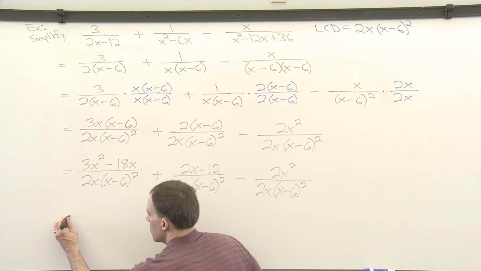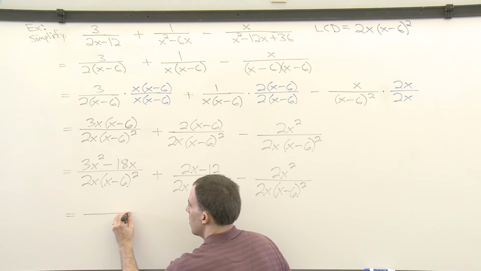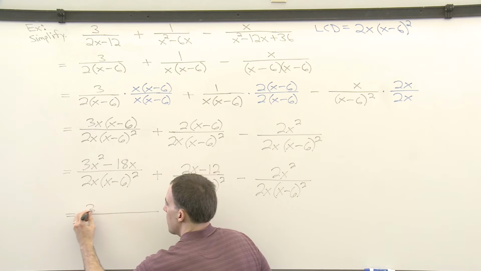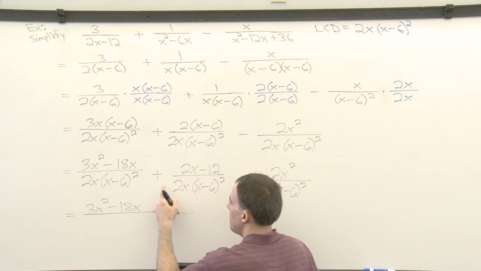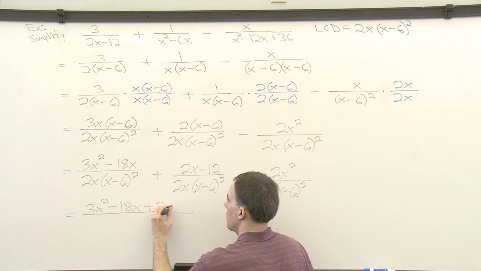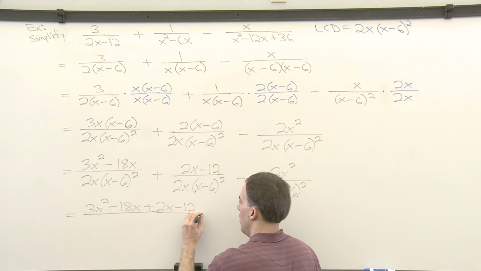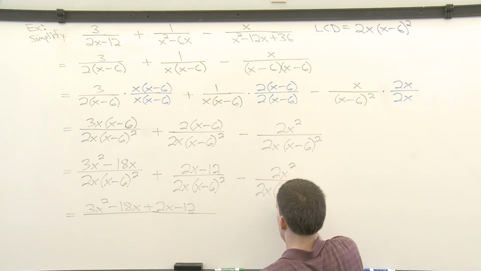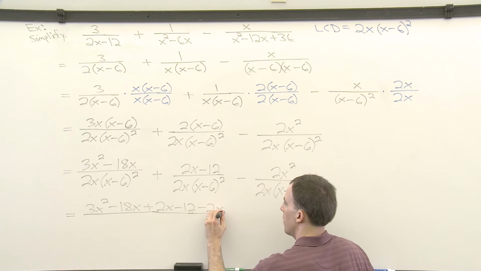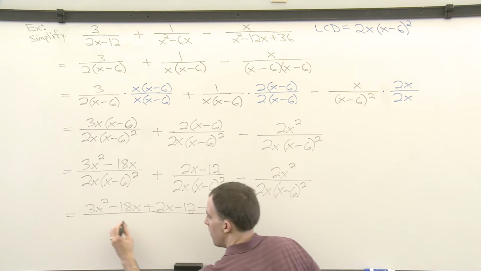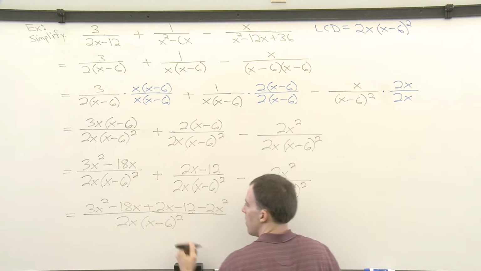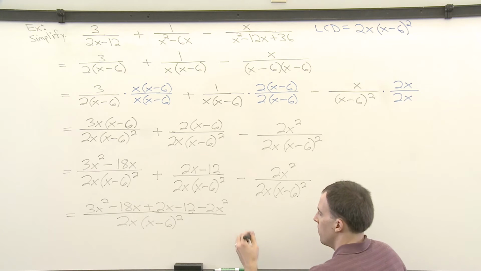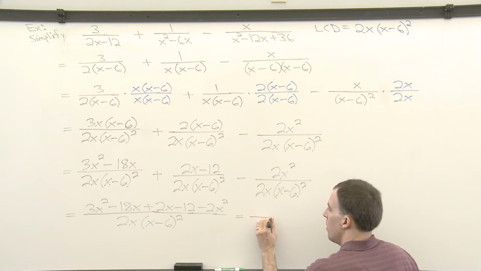So as a single fraction over the common denominator, we've got 3x squared minus 18x. That's our first numerator. We need to add to that 2x minus 12, and then subtract from that 2x squared. So minus 2x squared all over top of the common denominator, 2x times x minus 6 squared. There's a bunch of like terms that need to be combined in the numerator.